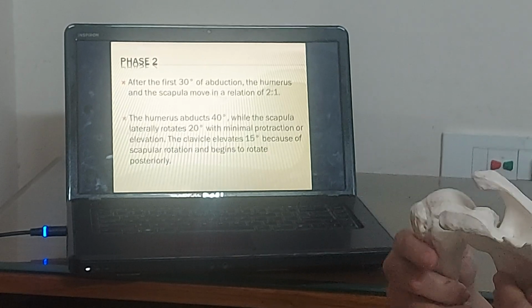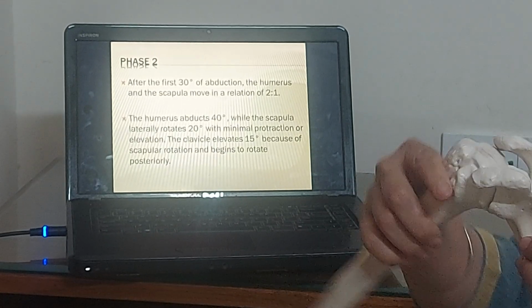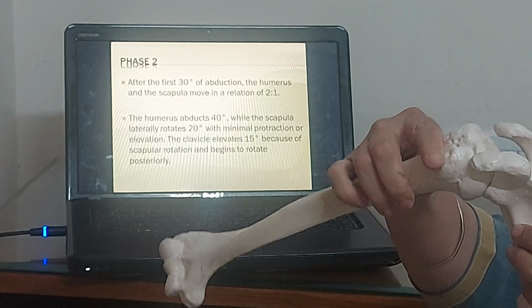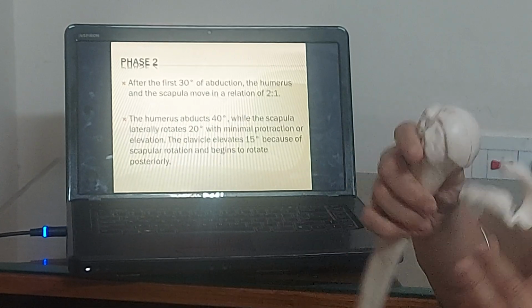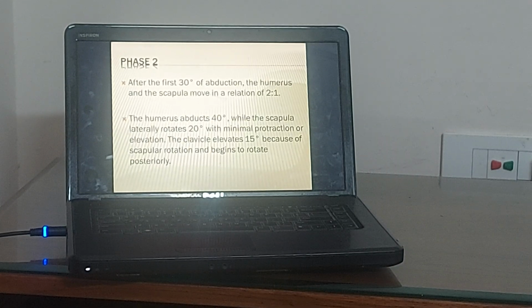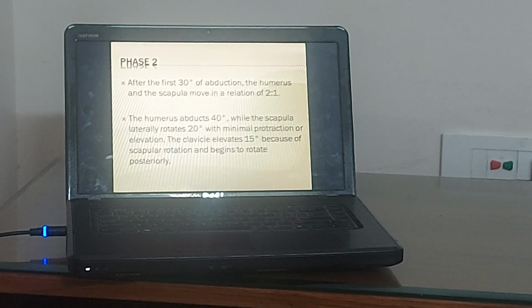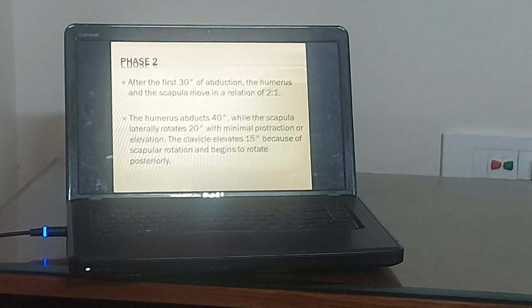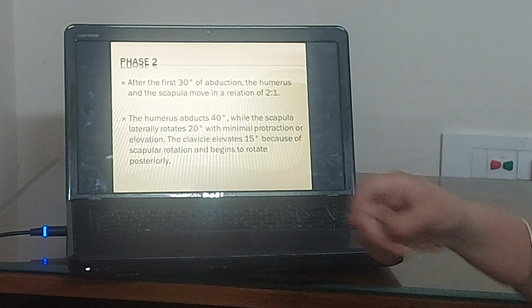Now you can take another example. If the humerus is moving 40 degree, from 30 degree to somewhere 70 degree, the scapula will move only 20 degree. If the humerus abducts 40 degree, the scapula will laterally rotate 20 degree, and the clavicle will elevate 15 degree and it will also begin rotating posteriorly. It will begin posterior rotation.